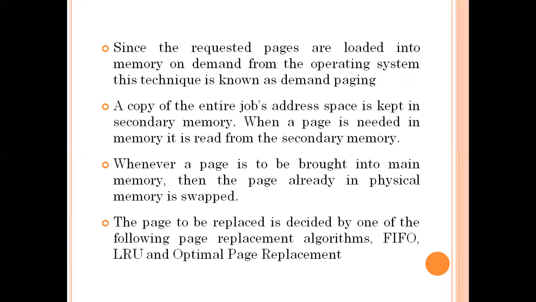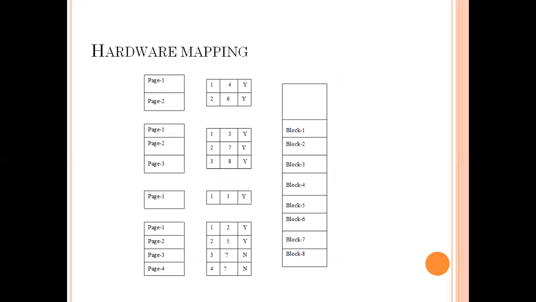There are three important page replacement algorithms: FIFO, first in, first out; LRU, least recently used; and the third one is optimal page replacement. I'm going to explain all these three page replacement algorithms in detail in my next class. So using any one of these techniques, a new page replaces a page in the physical memory, which is transferred to secondary memory. Then the new page is brought into that place.